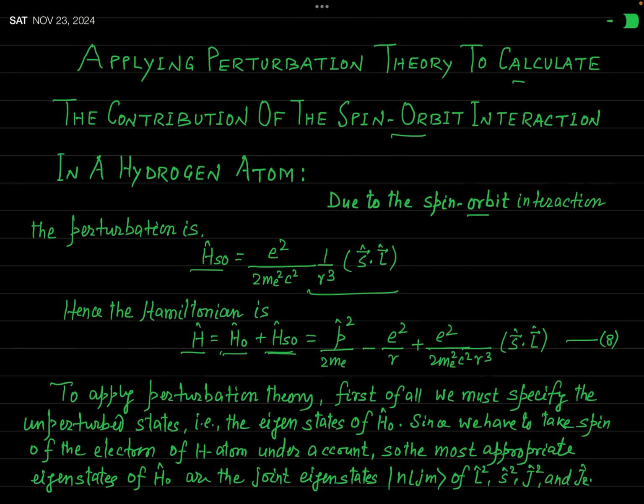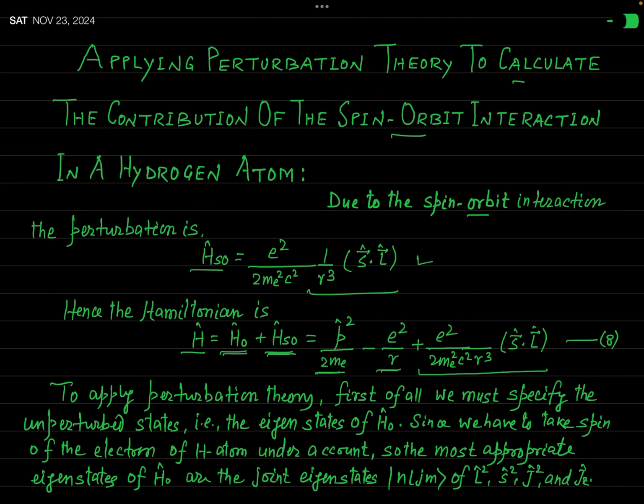And you know, the unperturbed Hamiltonian H hat is equal to P hat square over 2me minus e square over r. Actually, the first term is the kinetic energy operator, and the second is the potential energy operator. Okay, and HSO is defined here, so substitute the value of HSO. So this is your Hamiltonian in the present case after considering the perturbation term.